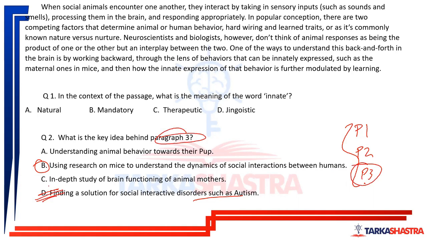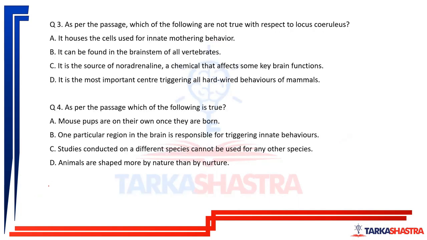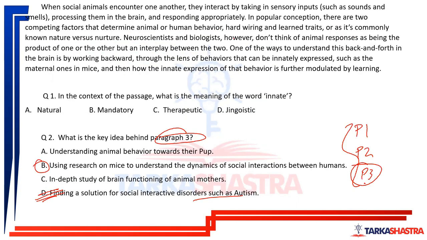If we are talking about the general understanding of all three paragraphs combined together, then B can be the answer. Question 3. As per the passage, which of the following are not true with respect to locus coeruleus? So here it is a factual question. The correct answer is D. It houses the cells used for innate mothering behavior. Yes, this has been mentioned. It can be found in the brainstem of all vertebrates. Yes, this has been mentioned.